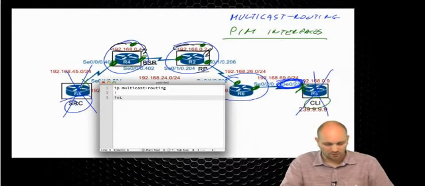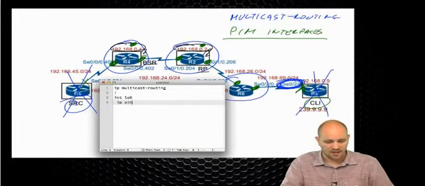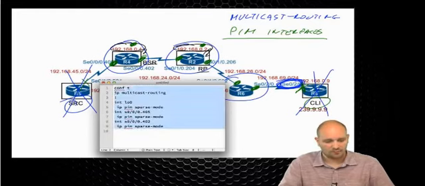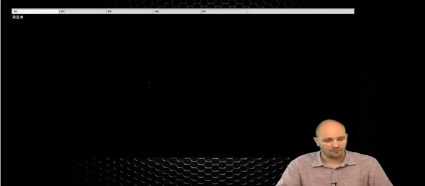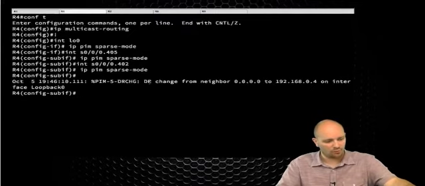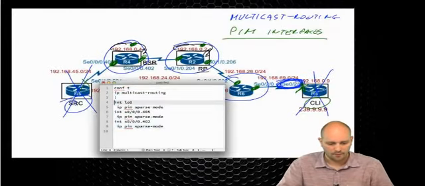I'm going to go to interface loopback 0. I'm going to say ip pim sparse-mode. Then I'm going to say interface serial 0/0/405, ip pim sparse-mode, and I will have the same towards R2. So this is the configuration that will be very good to paste on R4. So this is what I'm going to do here. Let's go back to the whiteboard and the notepad.